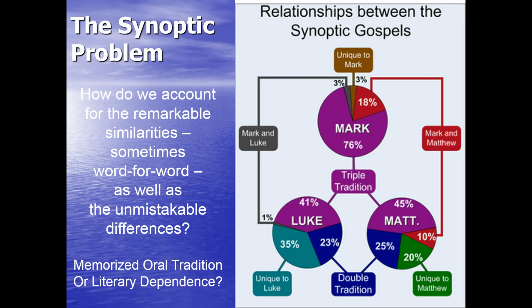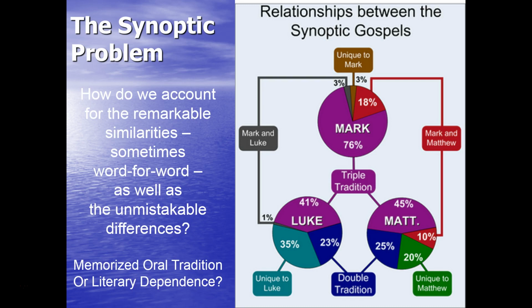Now, what we notice if we compare Matthew, Mark, and Luke is there are some remarkable overlaps, and yet there are some distinctive parts of each gospel as well. And the question that arose within biblical scholarship is, how do we account for these remarkable similarities, some of which are word for word, as well as some unmistakable differences? Is it because of the oral tradition that this accounts for the similarities and differences, or is there some literary dependence between these three books?